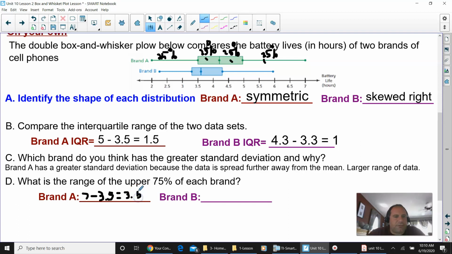So I'm not going to write down the 25% because it's going to be the same thing. This is 25, this is 25, this is 25, this is 25. That's the upper 75%. And that would be 6, just about 6. I'm going to say 6, minus 3.3, would be 2.7. Right? And you're just figuring out the range of the upper 75% of each brand. Yep.